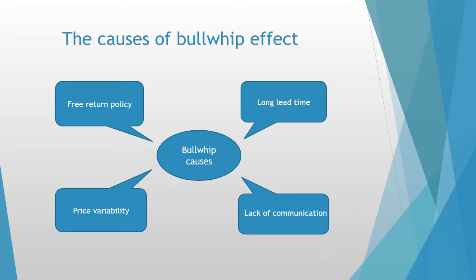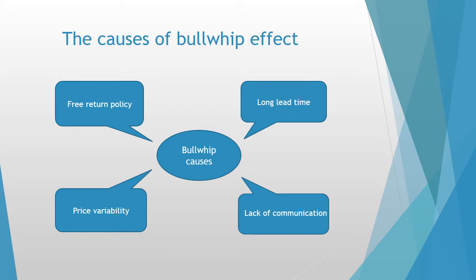Long lead time. Lead time is a very important term in supply chain management. If lead time is long, then it affects the supply chain and creates a problematic situation. This problematic situation creates the Bullwhip effect. Lack of communication. In supply chain management, there are many parties involved, such as customer, retailer, wholesaler, distributor, manufacturer. Suppose there is a lack of communication among all the parties, then it creates a problematic situation and it creates the Bullwhip effect.